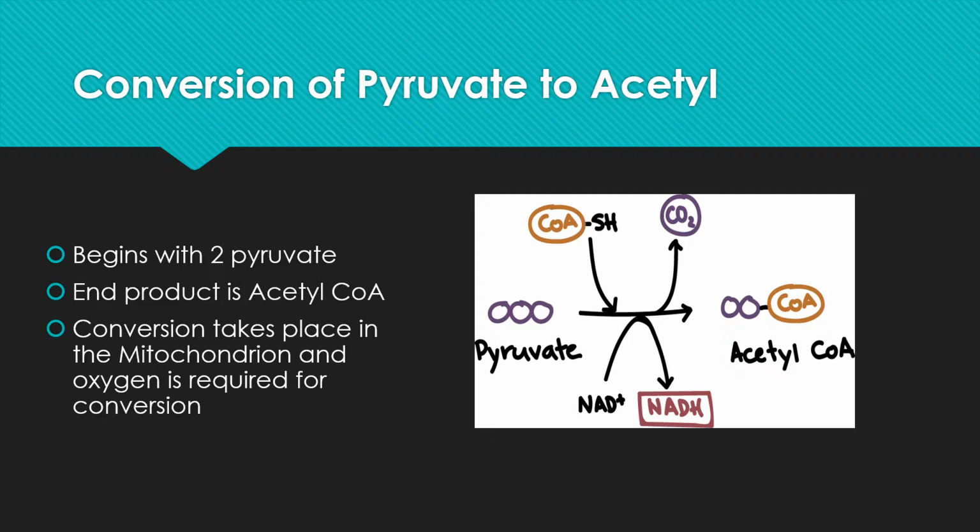The conversion of pyruvate to acetyl coenzyme A occurs in the mitochondrial matrix. It's actually transported into the mitochondrial matrix by a protein transporter. The conversion of pyruvate to acetyl coenzyme A does require oxygen. Oxygen is required for conversion, which starts with the E1 reaction, which is actually the pyruvate dehydrogenase.